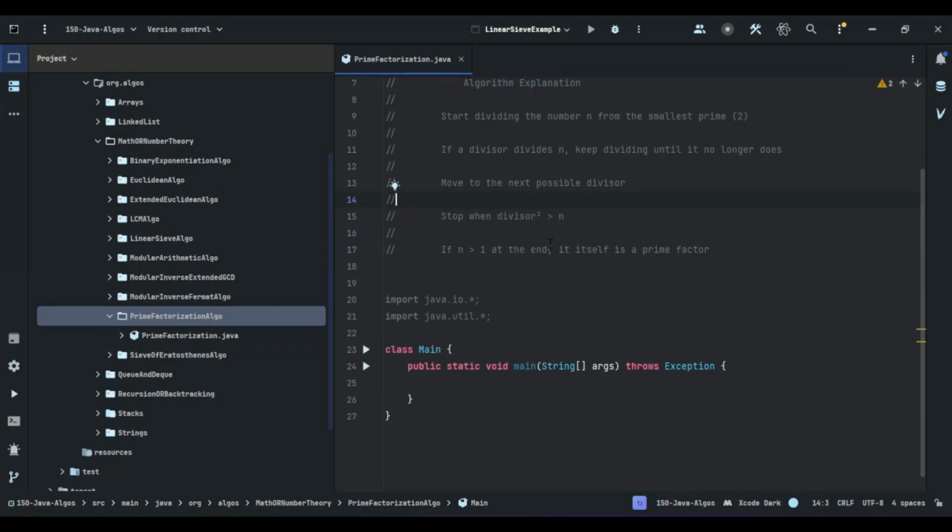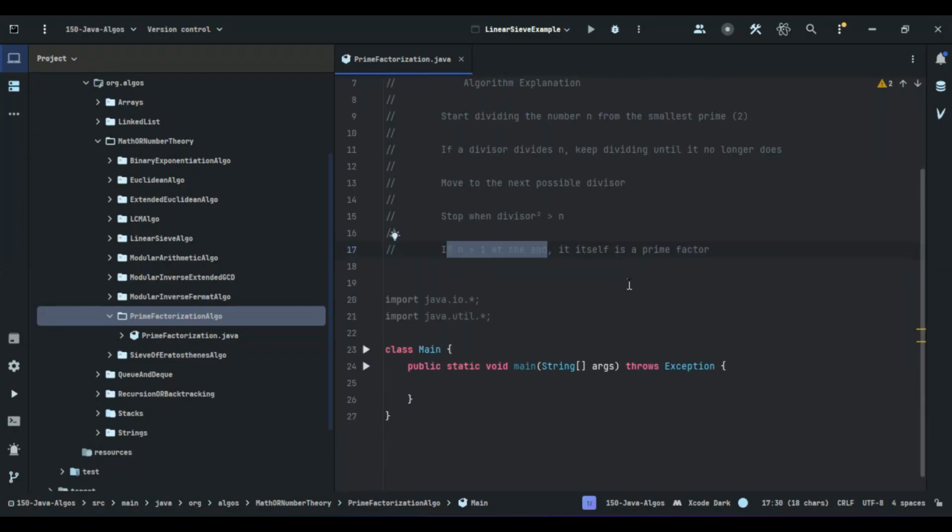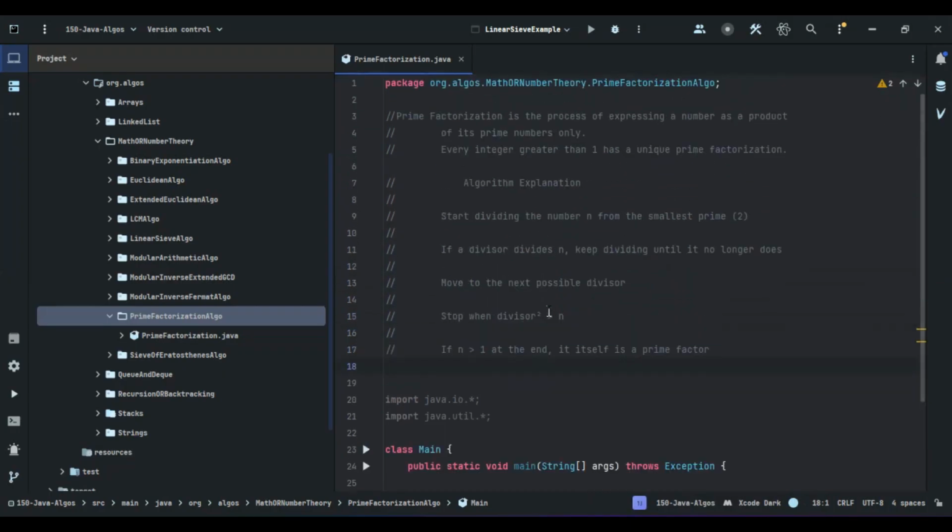We will stop when the divisor square is greater than n. Next, if n is greater than 1 at the end, it itself is a prime factor. So this is one of the conditions: if n is greater than 1 at the end, it itself is the prime factor. This is it for the algorithm explanation.